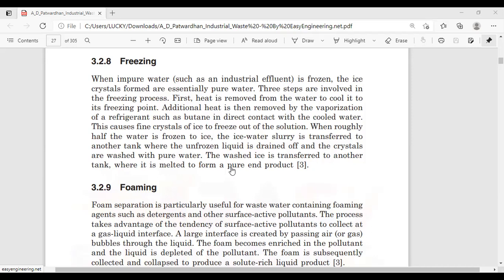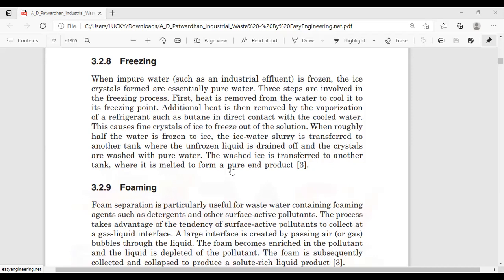Actually, that water has some heat, and we want to remove the heat. So what we have to do first is cool the water. Then only can we lose the heat from the water. So first, heat is removed from the water to cool it to its freezing point.